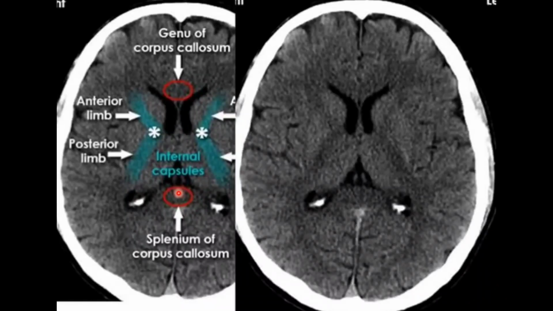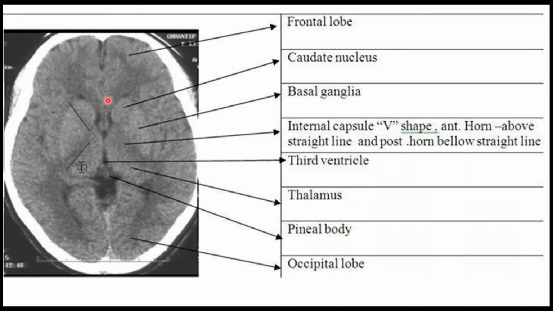Internal capsules can also be seen. Anterior limbs and the posterior limbs of this internal capsule can be seen on that image quite clearly. Have a look at this image, and this is the superficial slice, and frontal lobe is visible, and you can appreciate the caudate nucleus. The basal ganglia can also be seen with the internal capsule V shape with the anterior horn above the straight line and posterior horn below the straight line. So this can also be clearly seen. In the midline, the third ventricle is also visible.